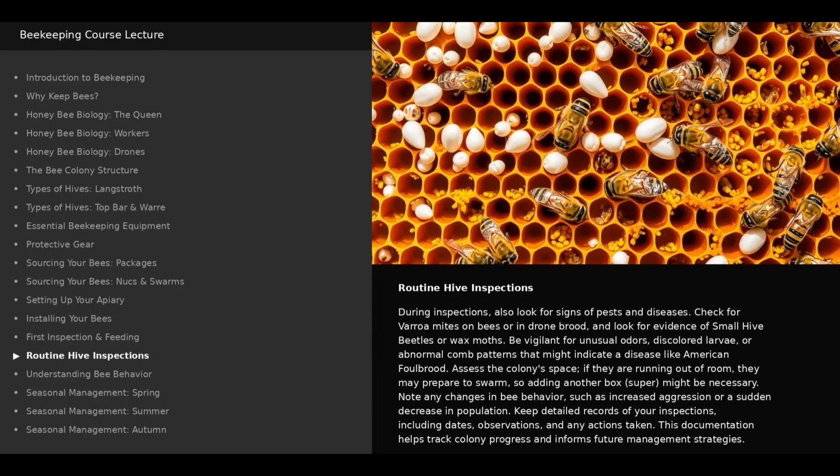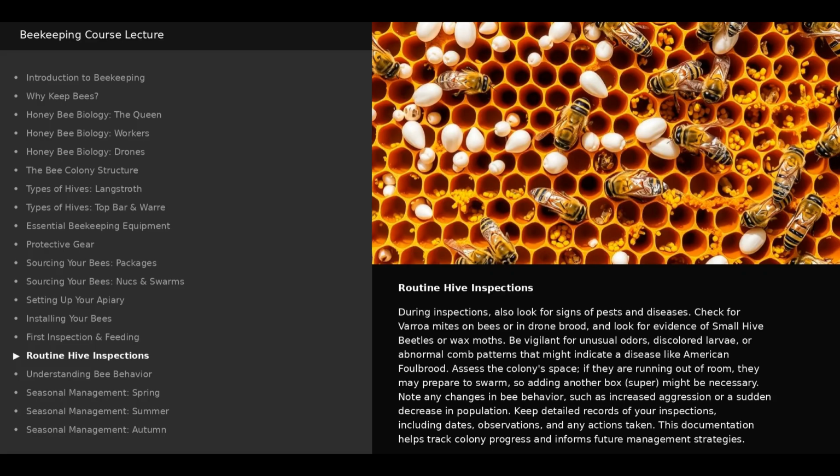During inspections, also look for signs of pests and diseases. Check for varroa mites on bees or in drone brood, and look for evidence of small hive beetles or wax moths. Be vigilant for unusual odors, discolored larvae, or abnormal comb patterns that might indicate a disease like American foulbrood. Assess the colony's space. If they are running out of room, they may prepare to swarm, so adding another box, a super, might be necessary. Note any changes in bee behavior, such as increased aggression or a sudden decrease in population.